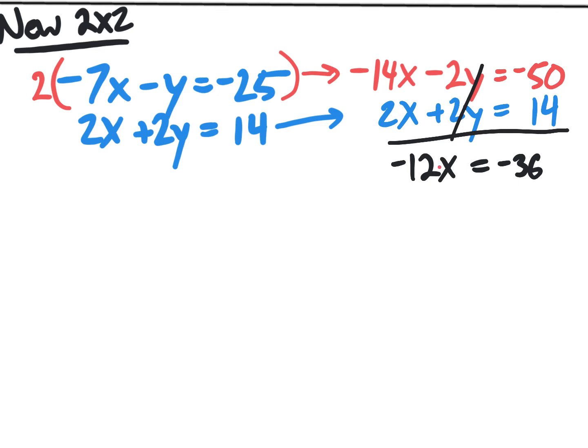Final step here would be to divide by negative 12, and we will get our answer x equals positive 3. Now, remember, what we're doing here is solving the 2x2 system that we created, which is right here. It was from step 1, new equation 1, which was this one. Step 2, new equation 2. Step 3 was create this new 2x2 system and solve it.